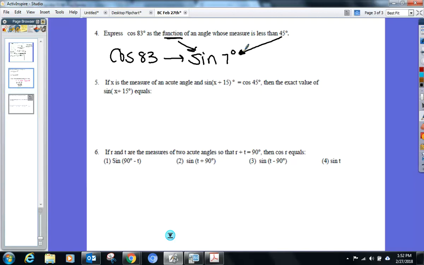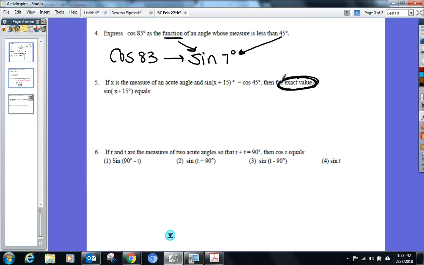Because you're going to have to buckle up for number 5. There's a lot that goes into number 5. It doesn't look like much. Ready? X, again, is an acute angle. And we know that the sine of x plus 15 equals cosine of 45. Find the exact value.